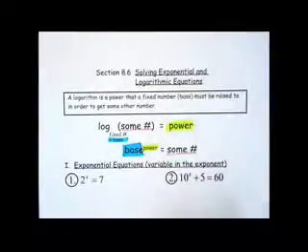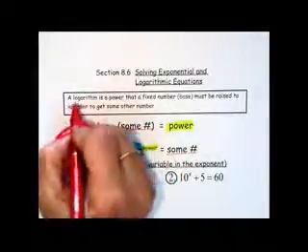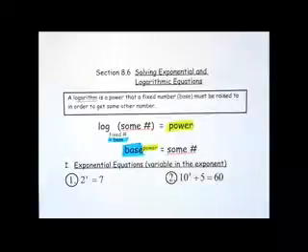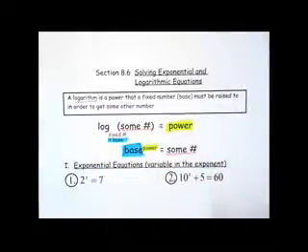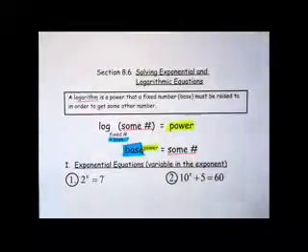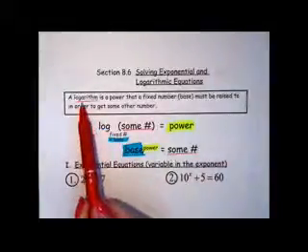Okay, so today we're going to cover section 8.6, which is solving exponential and logarithmic equations. Now, what you need to really make sure you understand is that a logarithm is a power that a fixed number, which is the base, must be raised to in order to get some other number. So if you truly understand what a logarithm means, then transferring back and forth between log and exponentials is much easier. So a logarithm is a power.